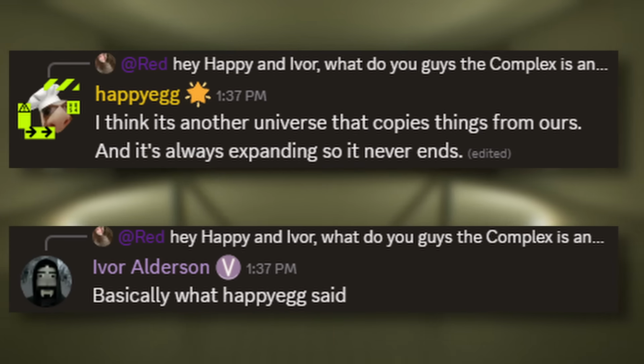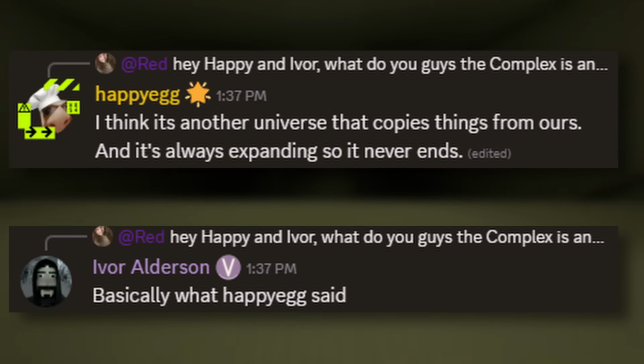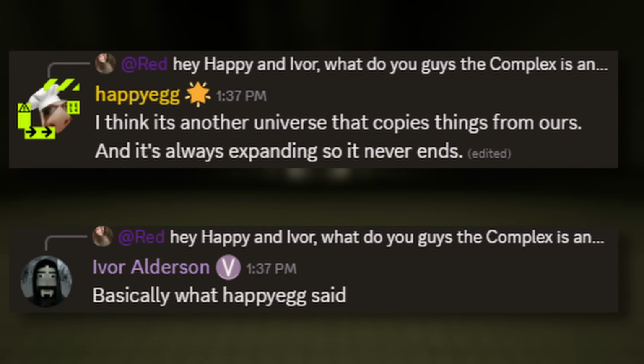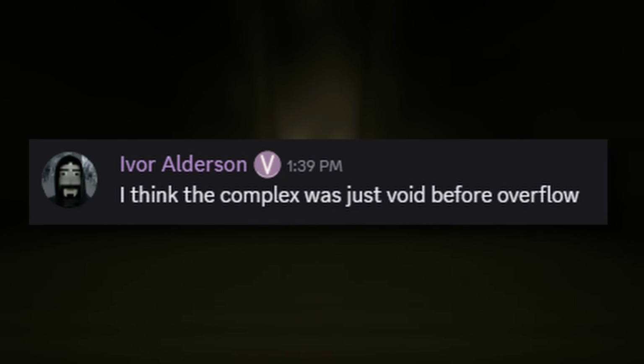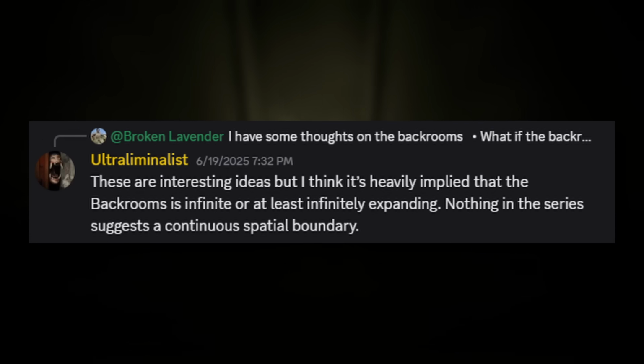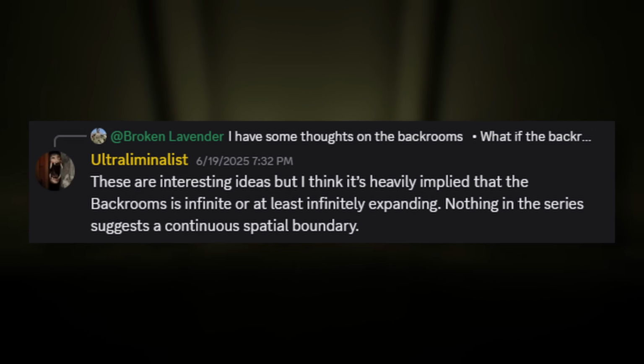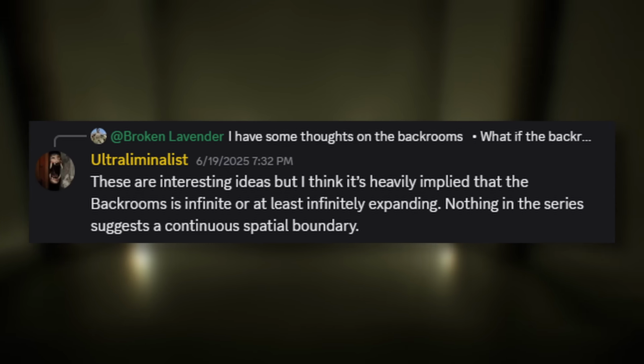Happy Egg and Ivor Alderson think that it's another universe that copies things from standard, and because it's always expanding, it never ends. Ivor even added that they believe that there was only a void before the complex. Ultraliminalist added that the complex is likely infinitely expanding, as nothing seems to suggest a continuous spatial boundary.